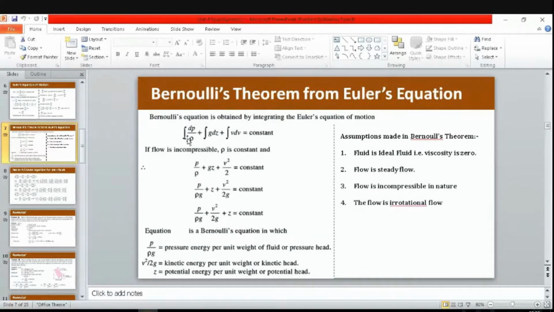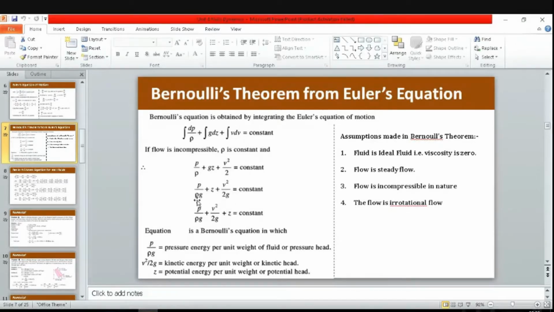Okay, so Bernoulli's equation is integration of dp by rho plus integration of g dz plus integration of v dv. Okay, that equals integration of 0. So integration of 0 is constant. Okay, so if we assume the fluid as incompressible fluid, so density rho is constant, so we will have p by rho plus g into z plus v square by 2 equals constant on doing the integration. Okay, after that, divide entire equation by g, so we will have p by rho g plus z plus v square by 2g equals constant.